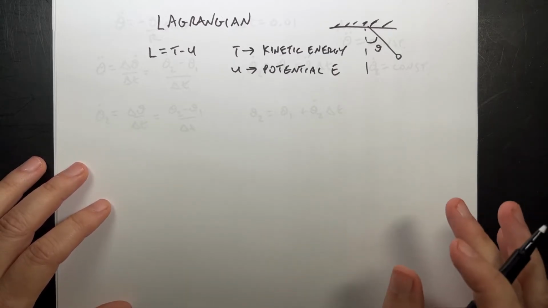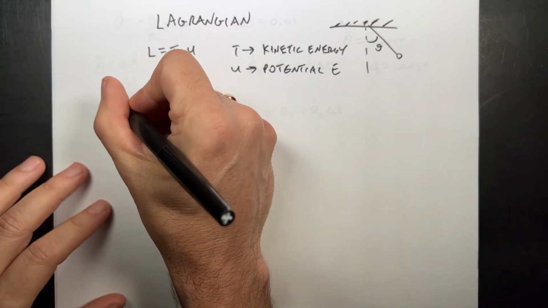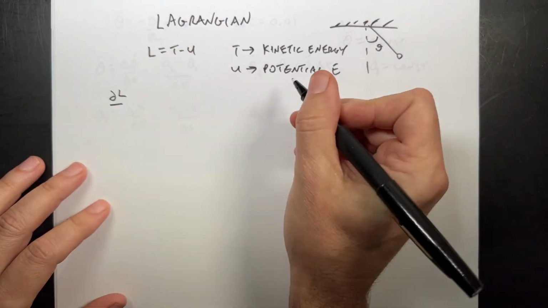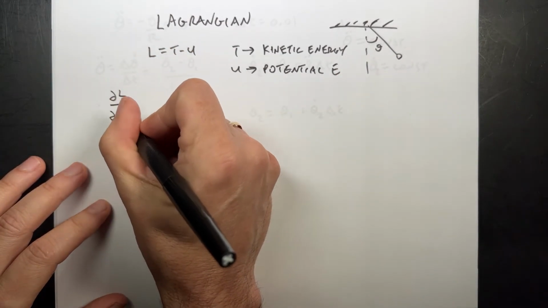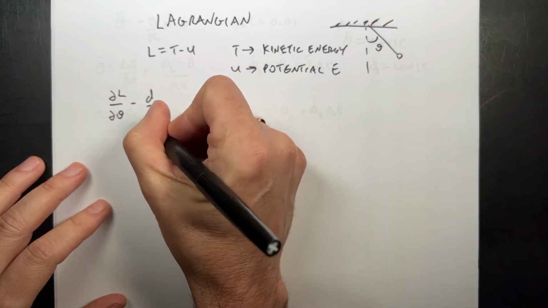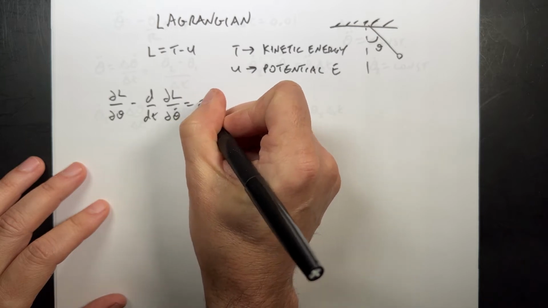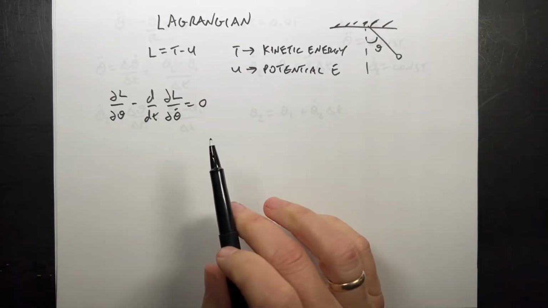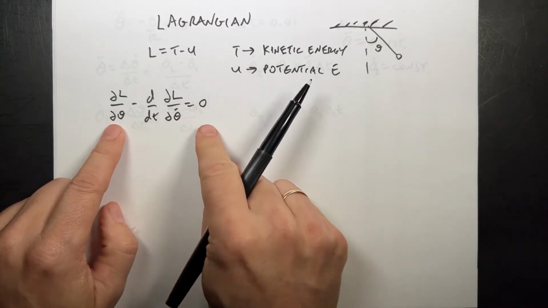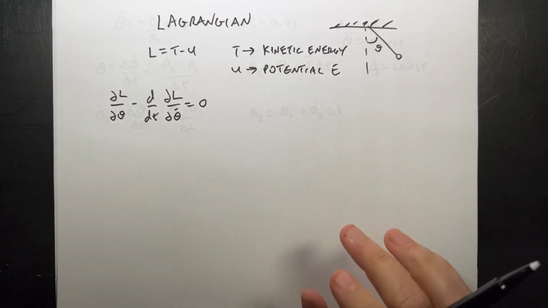I messed that up. But the important thing is that the partial of L with respect to theta, for any variable, we'll use theta, minus the derivative with respect to time of the partial of L with respect to theta dot, has to be equal to 0. And you can do this for more than one coordinate. You just do it for each coordinate, and it works really well.